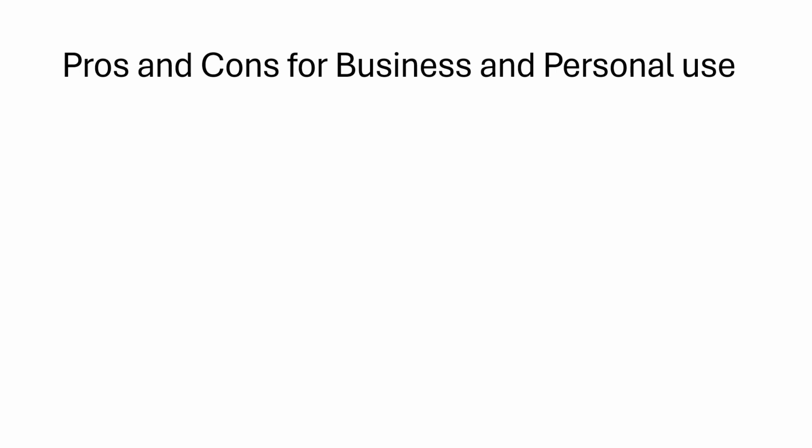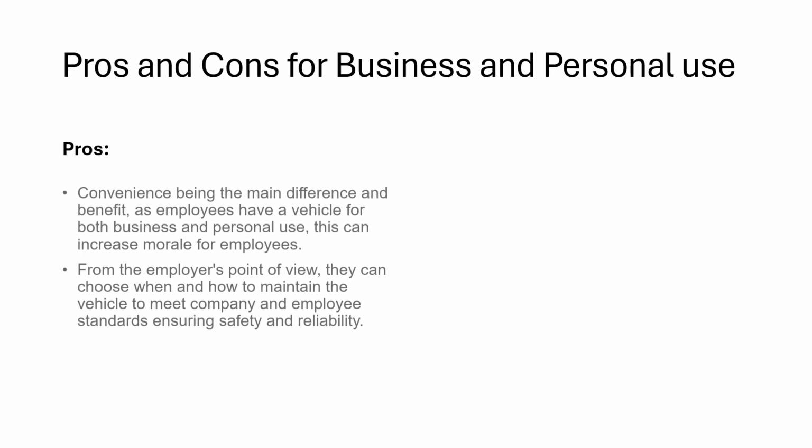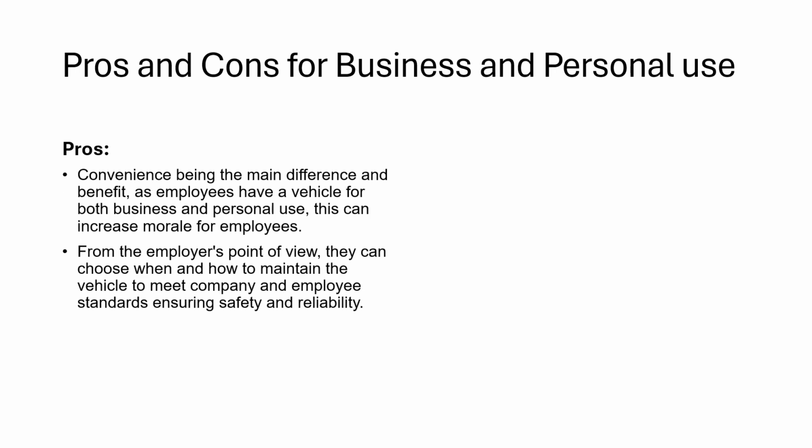Pros and cons for business and personal use. Pros: convenience being the main difference and benefit. As employees have a vehicle for both business and personal use, this can increase morale for employees. From the employer's point of view, they can choose when and how to maintain the vehicle to meet company and employee standards, ensuring safety and reliability.